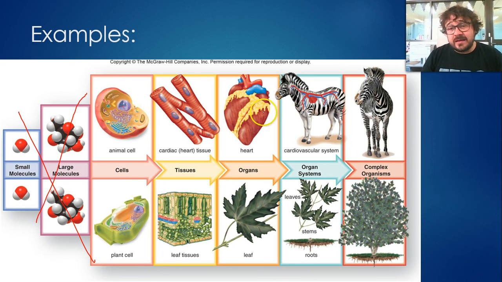These organs then work together to make an organ system, in this case, the cardiovascular system. Then that combined with a bunch of other systems makes up the complex organism. And we do the same down here. We've got plant cells into leaf tissue. This gives you your whole leaf, which then joins up with the stems and the roots to give you the shoot system, and here we've got the complex organism, which is a tree.